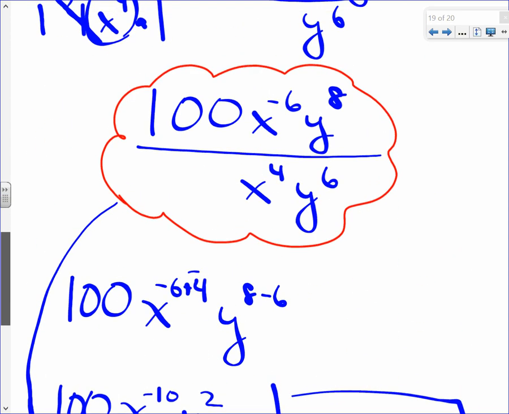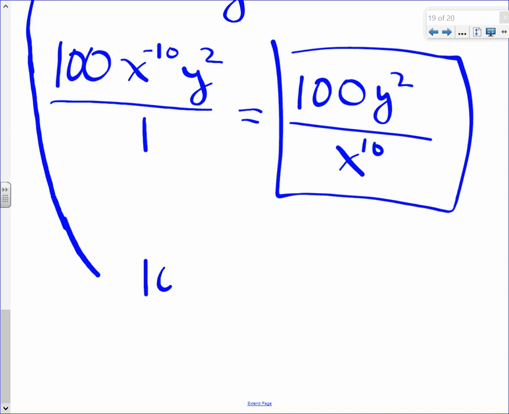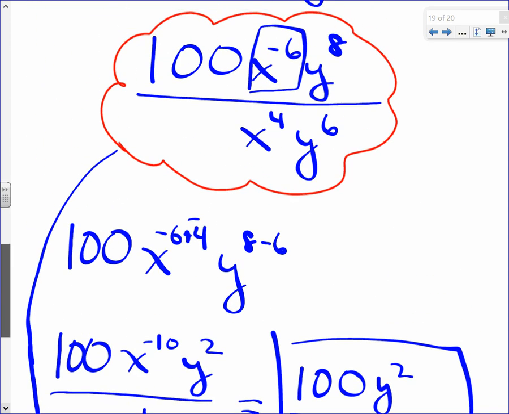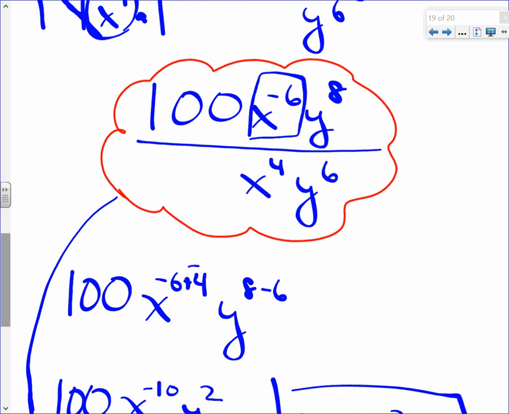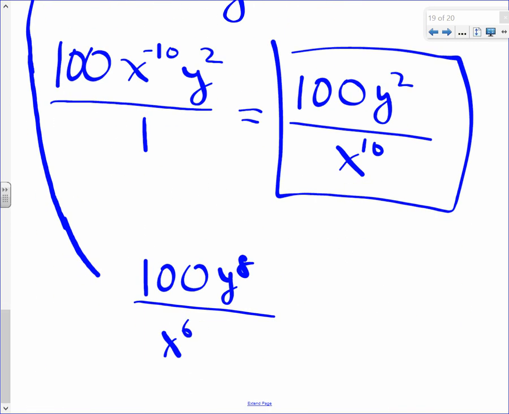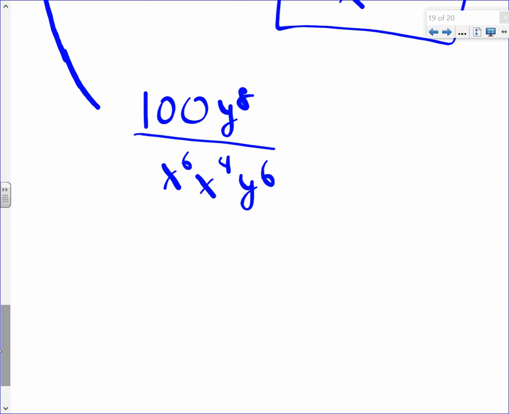All right, so let's see. Whatever has a negative exponent will move across the fraction bar. So this is the only thing that has a negative exponent. So let me rewrite this. I got 100 y to the 8th on the numerator. Watch this. This moved to the bottom with a positive 6 exponent. So I have x to the 6th, and I still have x to the 4th at the bottom, and I still have y to the 6th. Look what I did. I used that negative exponent rule.